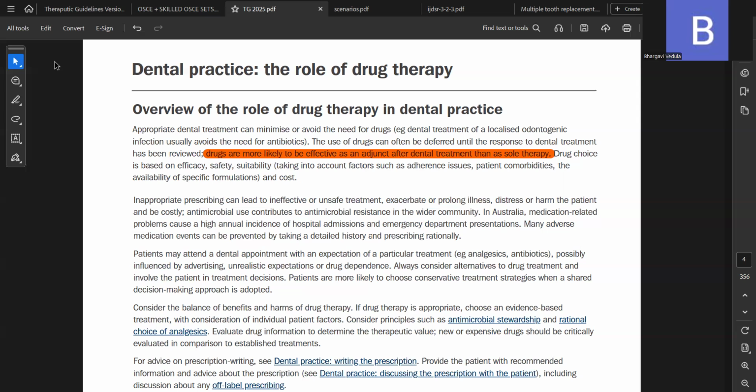So as a dentist, we have to be very, very careful when prescribing medications for the patient. Inappropriate prescribing can lead to ineffective or unsafe treatment. It can exacerbate or prolong illness, increasing the disease or prolonging it, distress or harm the patient, and can be costly. Antimicrobial use contributes to antimicrobial resistance in the wider community.